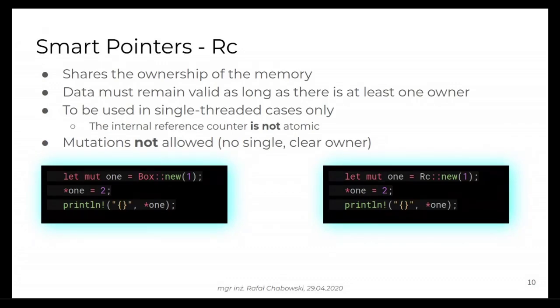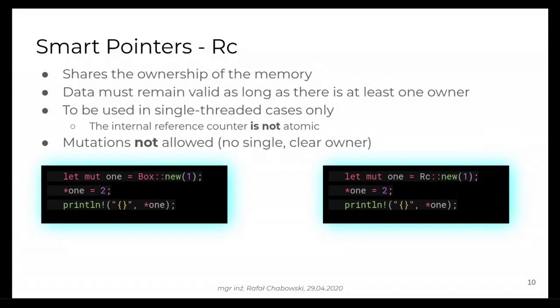Next, we have the reference counted pointer. So this guy lets you share the memory and have multiple owners. Memory stays valid as long as at least one owner exists. We're going to see the examples in the next slides. But what is important from the point of view of Rust is that mutations are not allowed, because you have no single clear owner. You're never going to know who's going to access the memory, so you are unable to change it. For C++ developers, it's kind of like shared pointer, with the exception of the mutation.